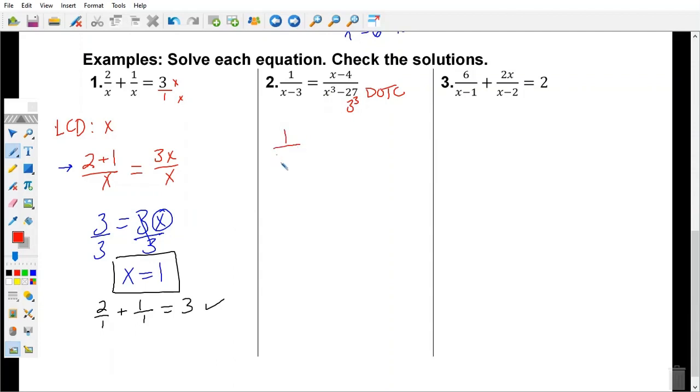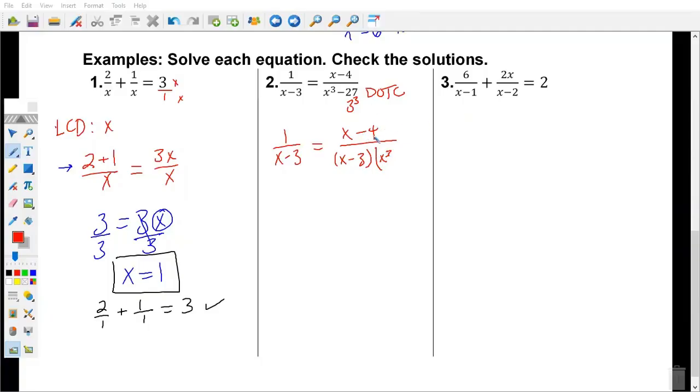So we have 1 over x minus 3 equals x minus 4. Remember, when you're doing difference of cubes, you're taking the cube root. So we end up with x minus 3. That's our first factor. But then our second is actually going to be x cubed. Hold on. My thing is doing something weird.